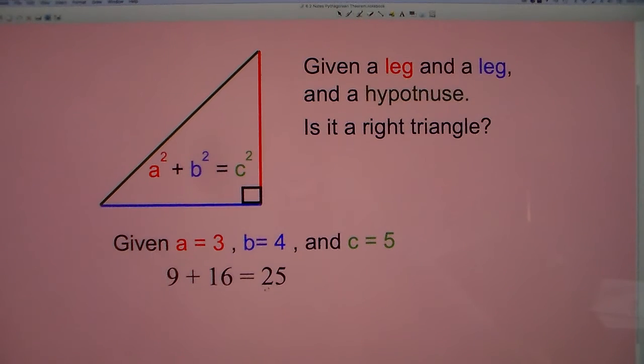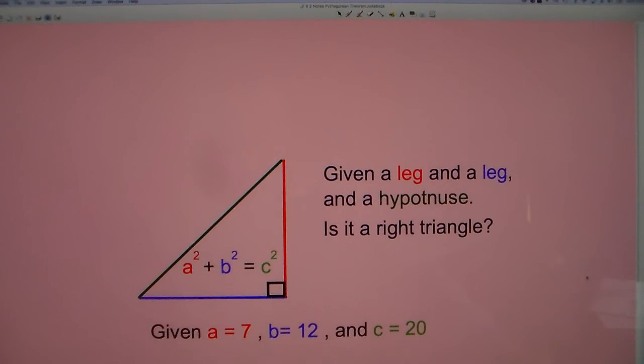So does 9 plus 16 equal 25? You bet. 25 equals 25. Since they are equal to each other, that means this triangle is a right triangle. And that's how you determine if it's a right triangle or not: if the left side does equal the right side. We just plug the numbers in. Let's practice that again.